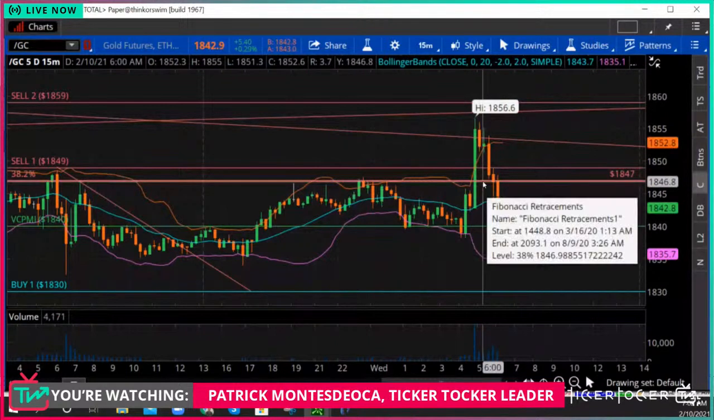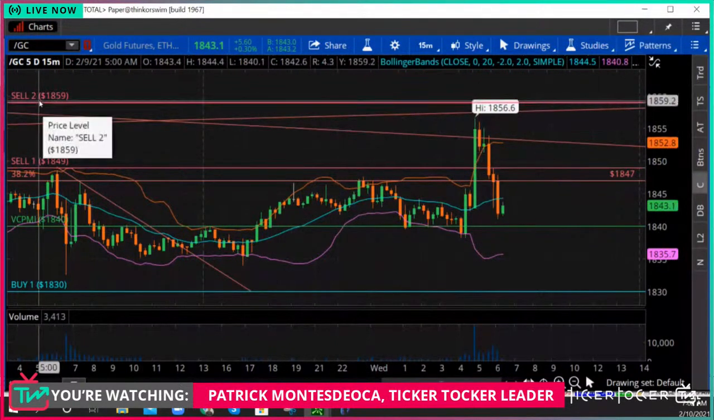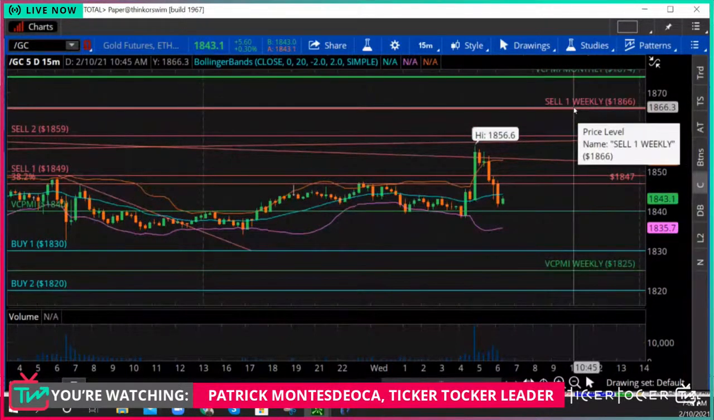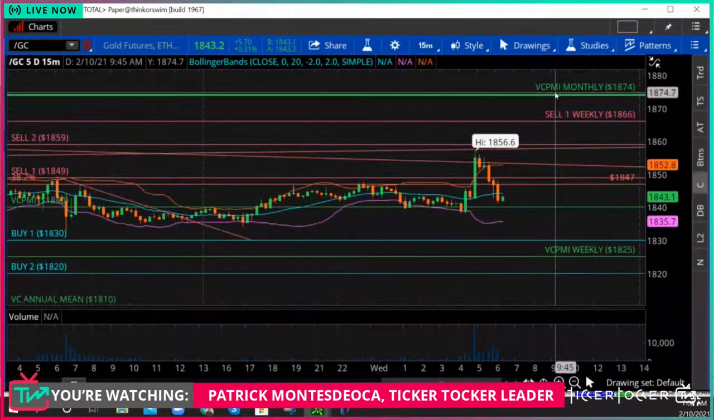Most of my traders by now know the red levels, as they start to identify the red levels here from the daily at 1849 to 1859, and the weekly sell one weekly level is at 1866, right above it, and right above it is 1874, which is the monthly level, the monthly average price.